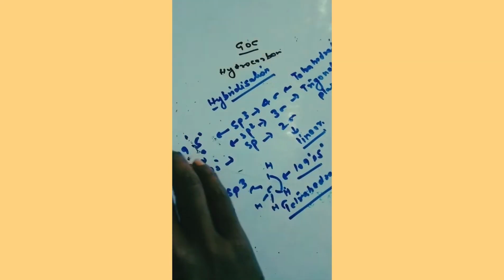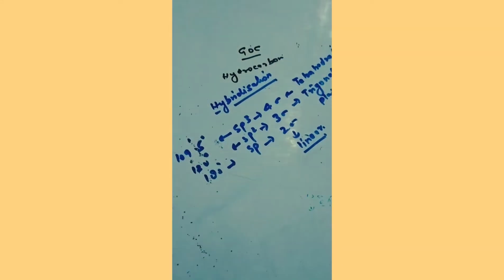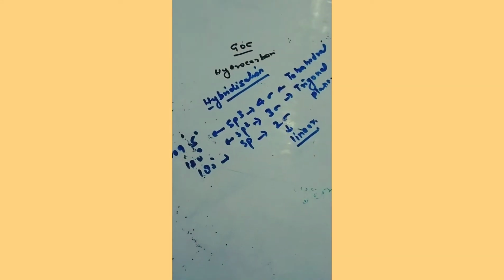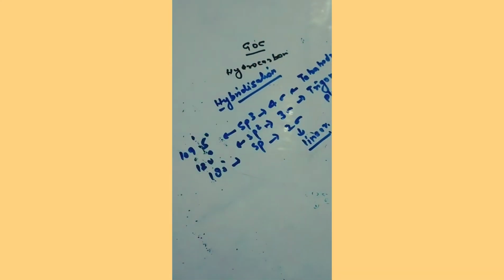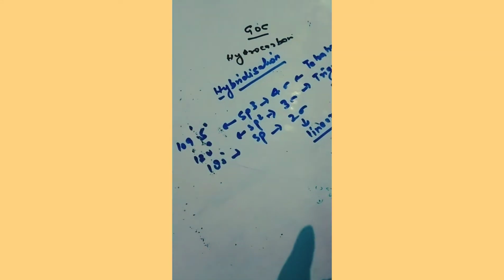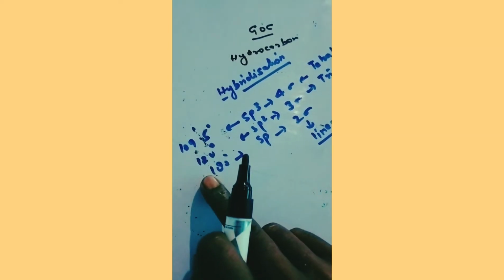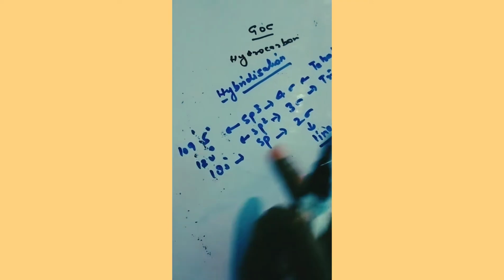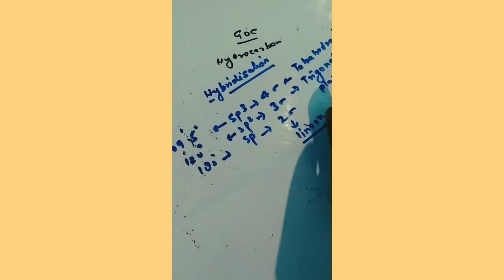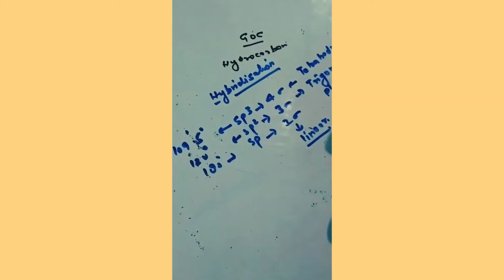Next we will take an example of sp2 hybridized carbon. So there are three types of carbon: sp3, sp2 and sp. The bond angles are 109.5 degrees, 120 degrees and 180 degrees. The geometries are tetrahedral, trigonal planar and linear. Sp3, sp2, sp carbon. So this is hybridization.